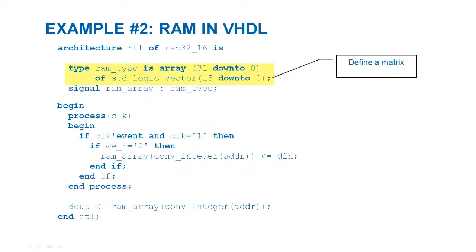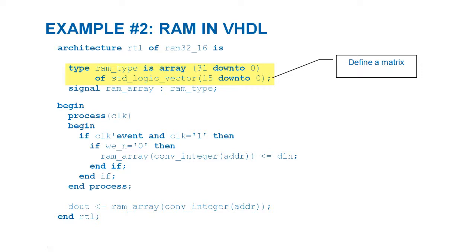So to implement this, we can define a new memory type. It has 32 addresses, so we have 31 down to 0, which is the address location, and at each address location we have a standard logic vector 15 down to 0. Now we declare a signal of the new data type that we have just created.